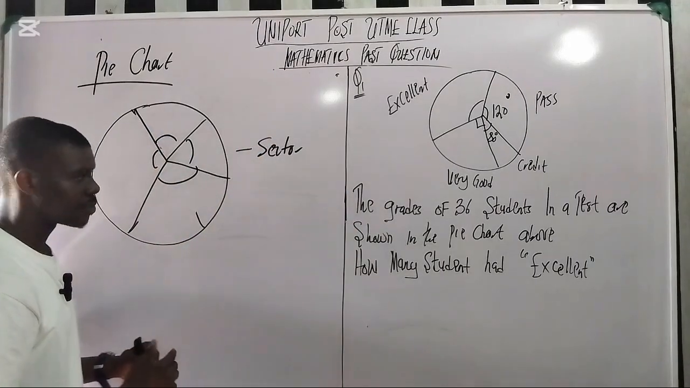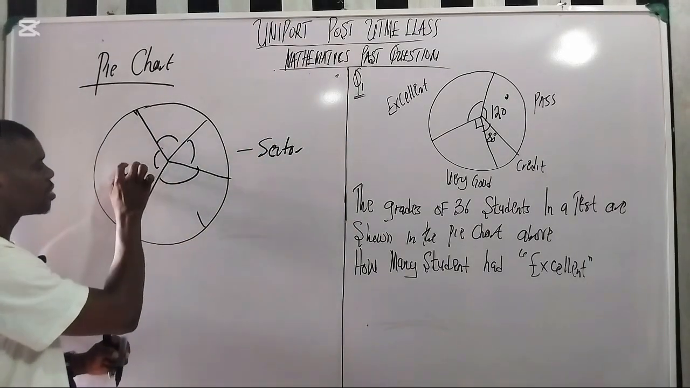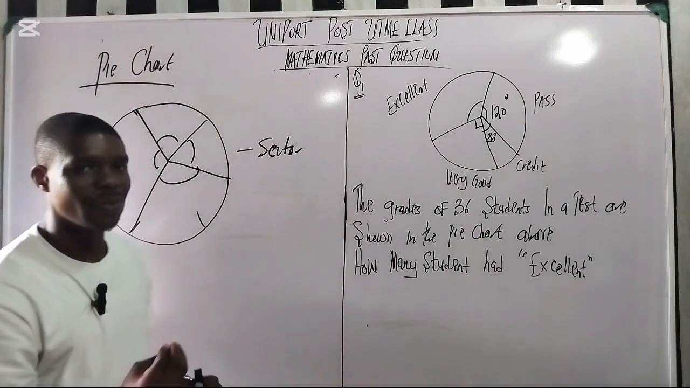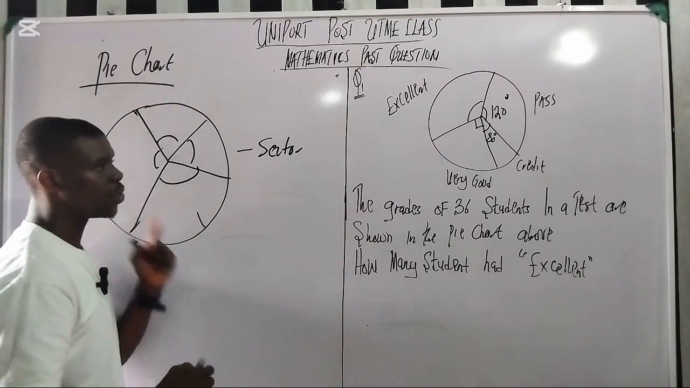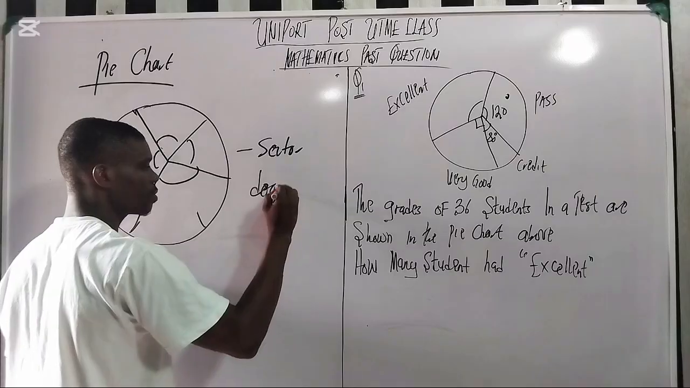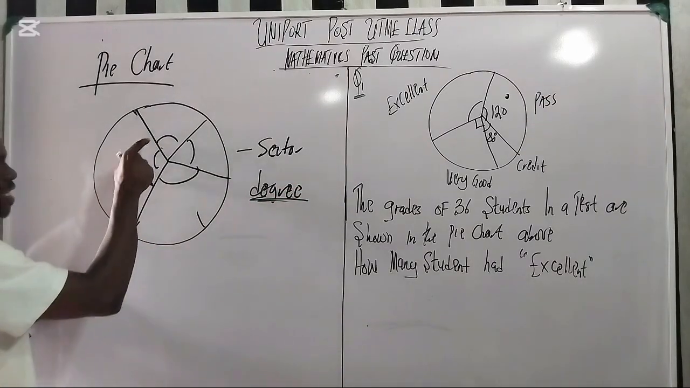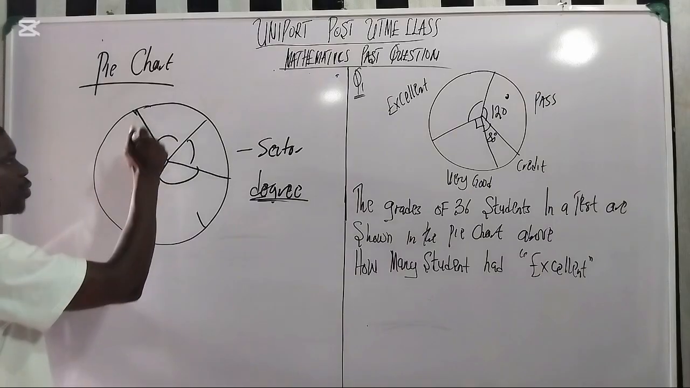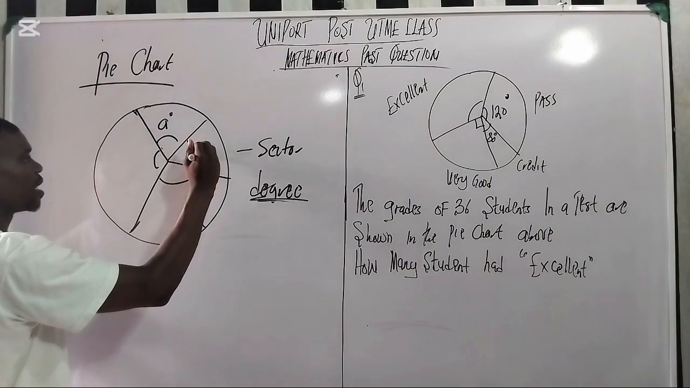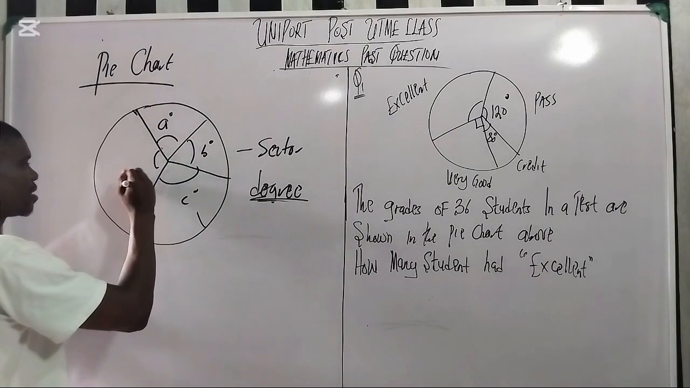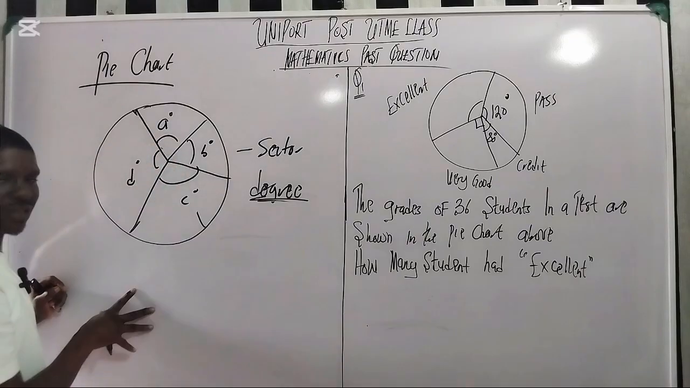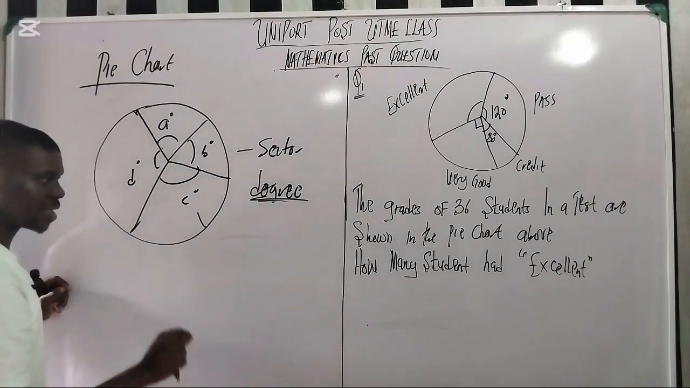Just now, each of these slices represents a sector, right? Now each of these sectors is measured in degrees. Very important here. Each of these sectors is measured in degrees. Let's say A degree, B degree, C degree, and D degree. Just that they are measured in degrees. That is another thing to pay close attention to.